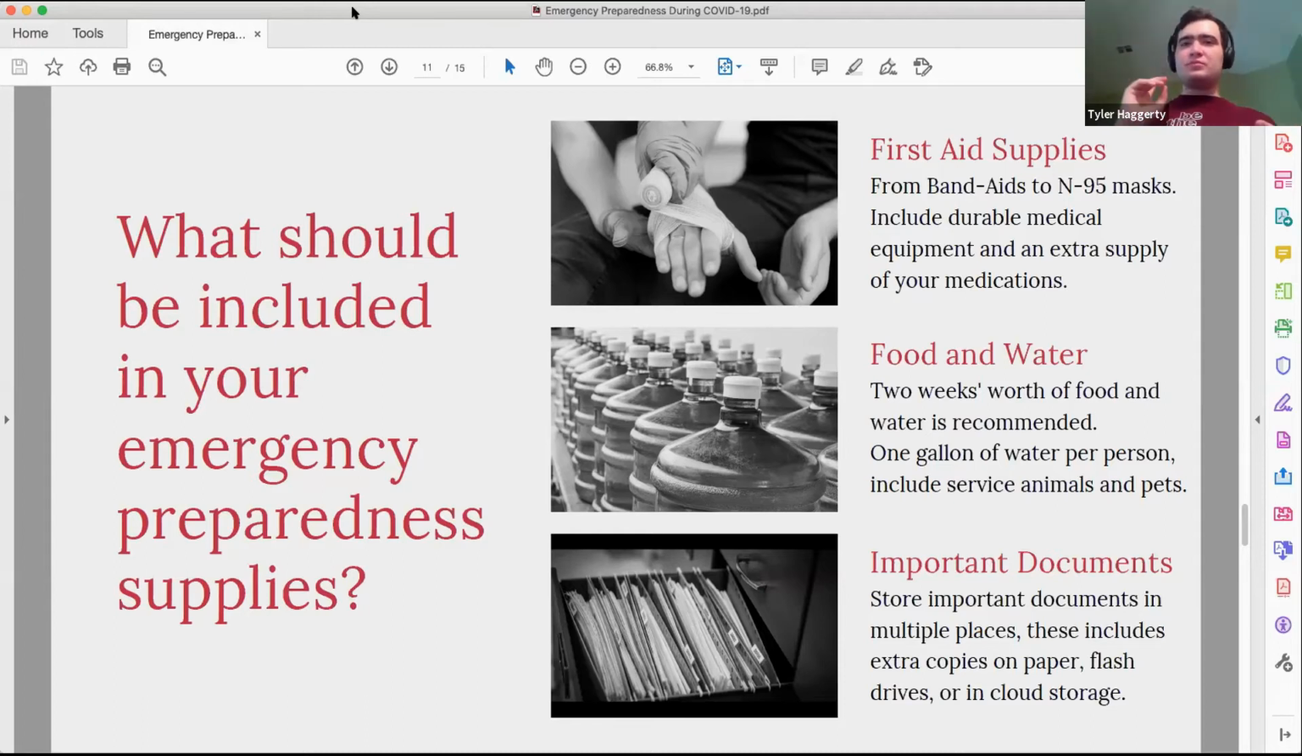And of course, important documents such as birth certificate, social security paperwork, medical documents. Have these stored in multiple places. Have extra copies, have them digitally stored on flash drives or in cloud storage, because these are super important things to have.